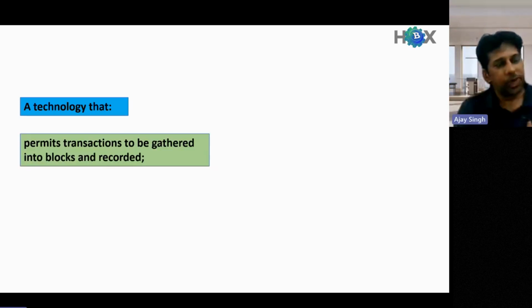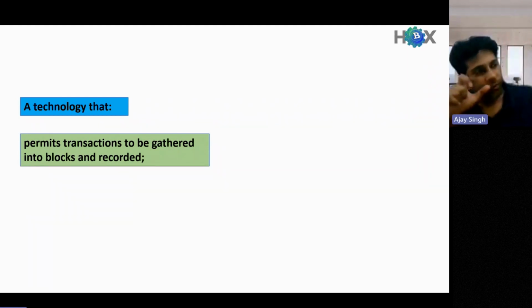Trying to deconstruct blockchain definitions into constructions which can be more easily understood. Consider each of these blocks which is written as a certain construct. So blockchain is a technology. It permits transactions to be gathered into blocks and recorded. So this is one part. It means transactions are gathered, put into a block and recorded.